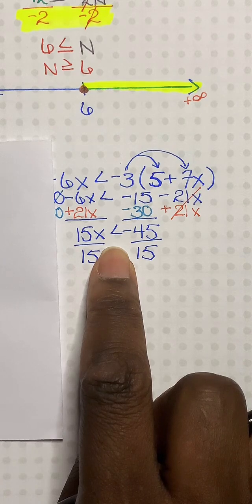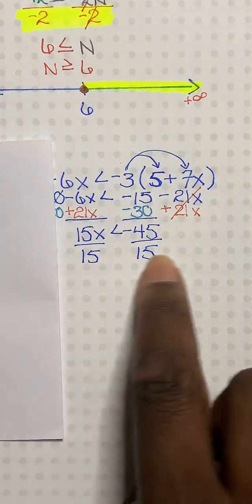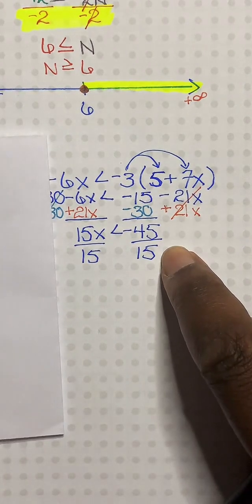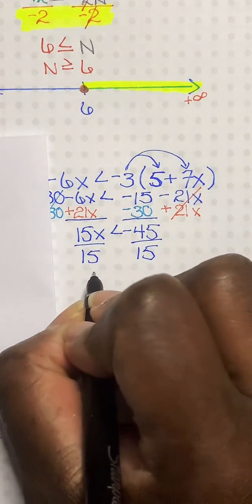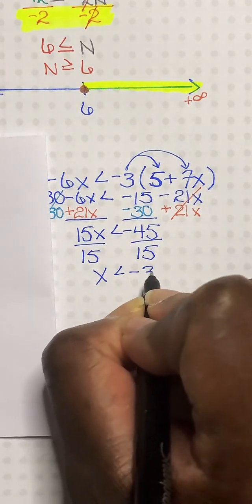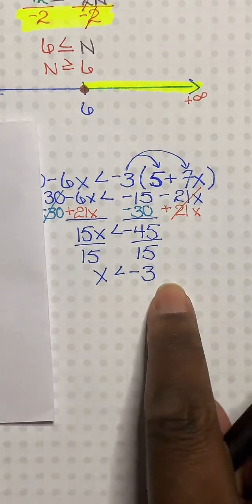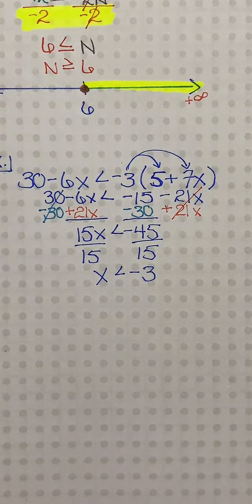Okay, so you want to get the distribution out of the way. Okay, no, we do not. Because right here, we are dividing by a positive number. Although we're going to get a negative answer, we actually divide by a positive number. So this gives us x is less than negative 3. So we don't have to do any flipping and flopping because we're used to reading from left to right.